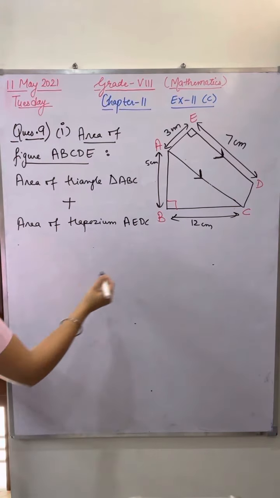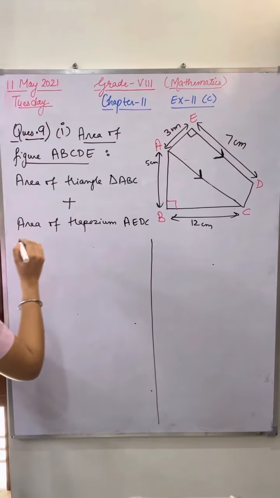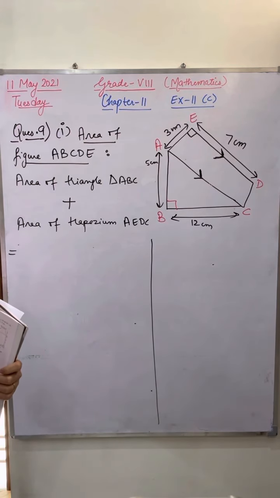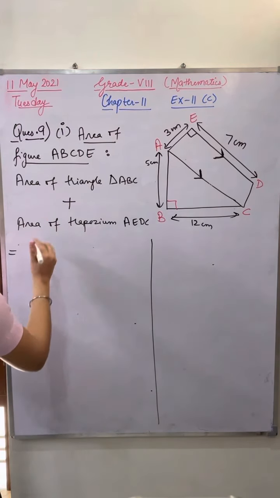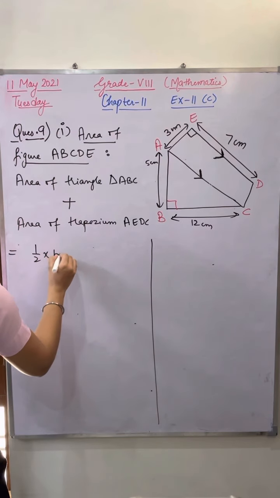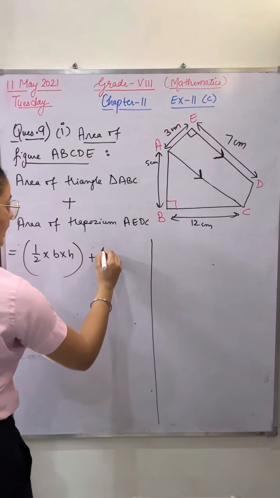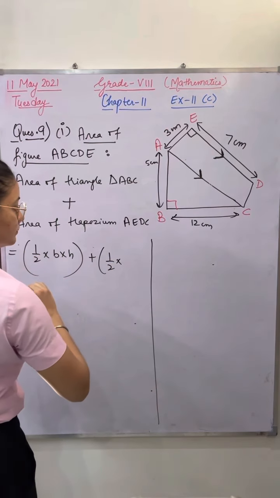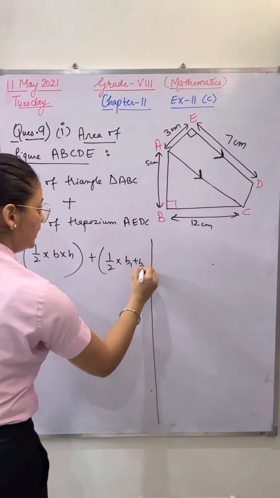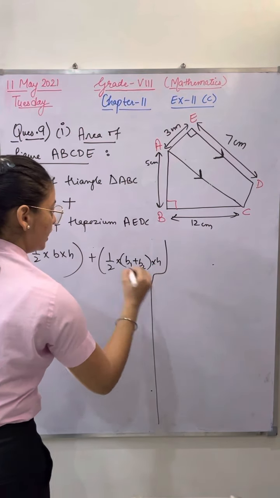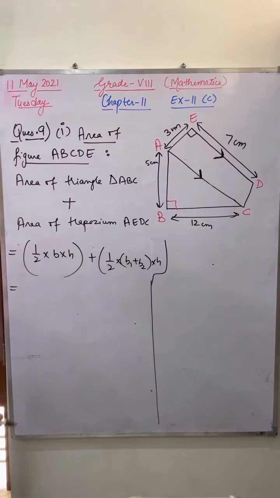AEDC, right? Now, first of all, tell me the area of triangle. Area of triangle is half into base into height. And area of trapezium, you know that, half into B1 plus B2 into height.